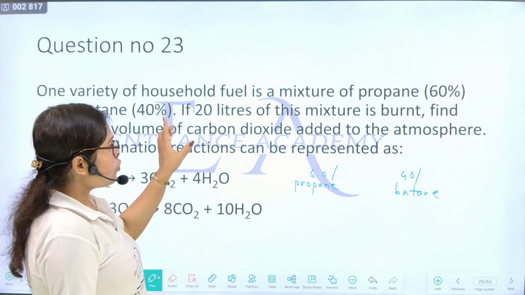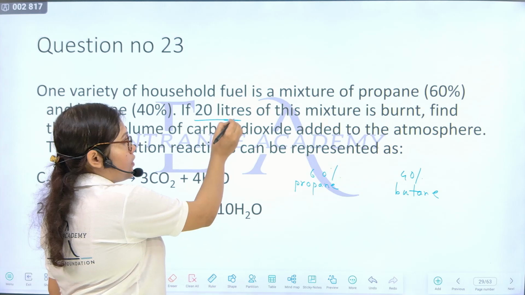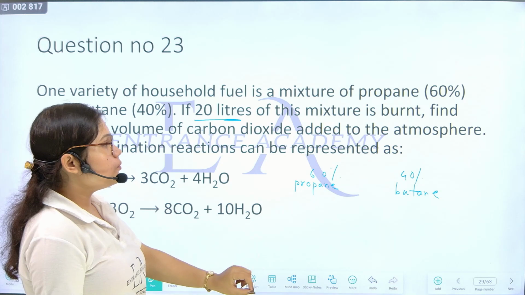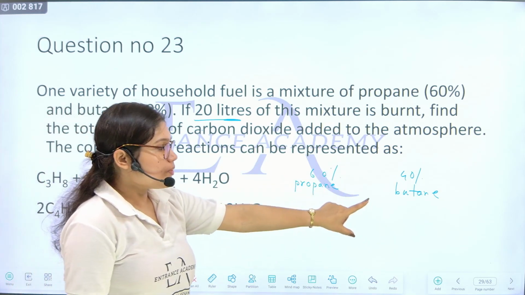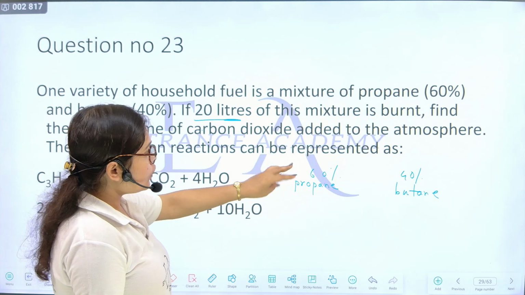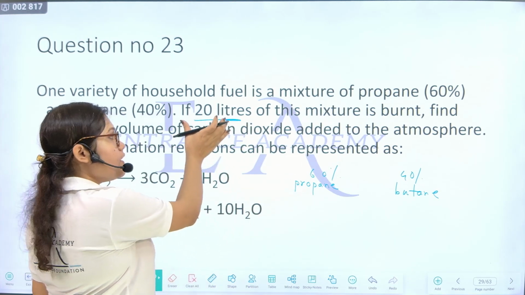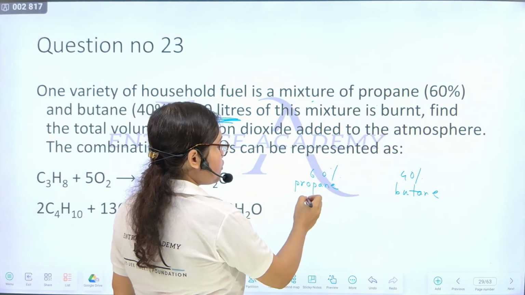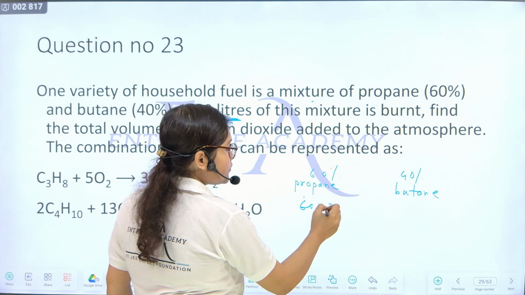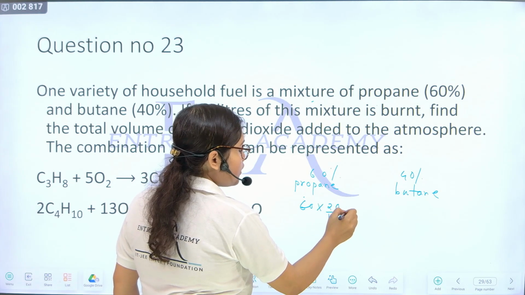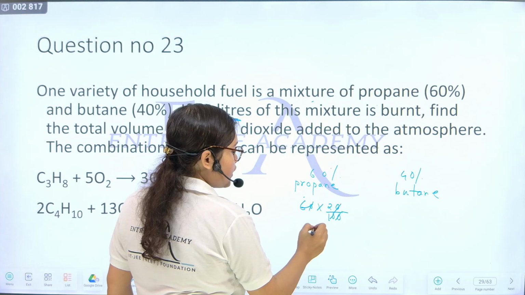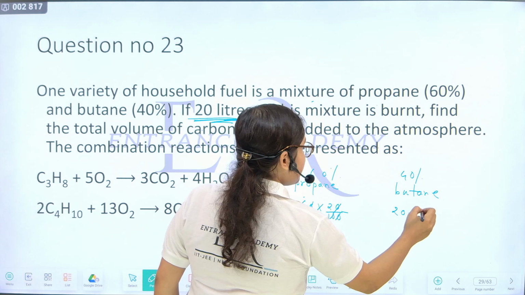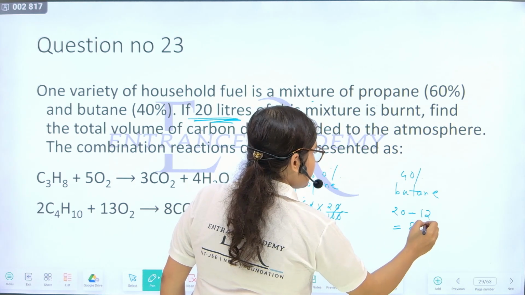Now the total mixture is 20 liters. If propane is 60% and butane 40%, then what should be the volume of each in that mixture? First, you need to calculate the volume present in 20 liters of that mixture. So if 20 liters is the total mixture, then propane is 60% of 20 liters, that is 12 liters, and the rest is 20 minus 12, 8 liters.